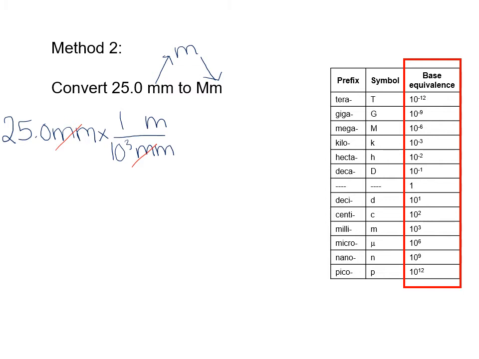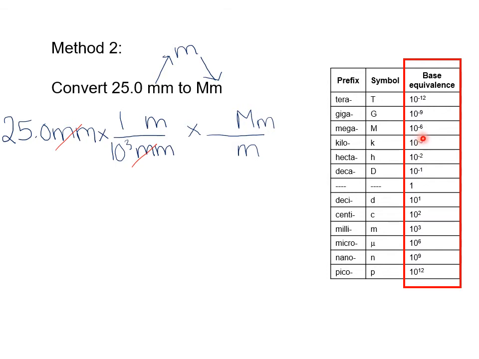And now I'm going to go from the meters to megameters. Again, the unit I'm trying to cancel, which in this case now is the meters, will go on the opposite side, which in this case is the bottom. The unit I'm trying to get, which is the megameters, will go on top. Now this is the part that's a little bit tricky. If I look at the base equivalence chart, I see that the mega is 10 to the minus 6.